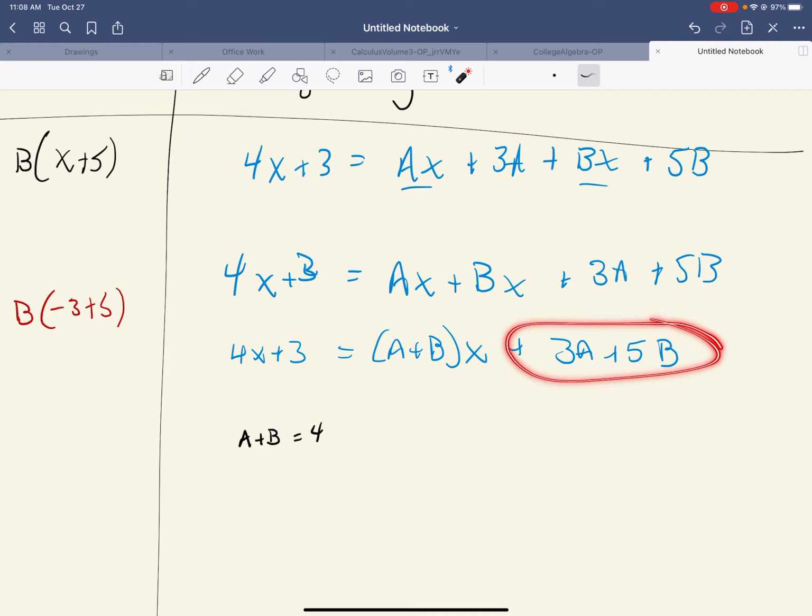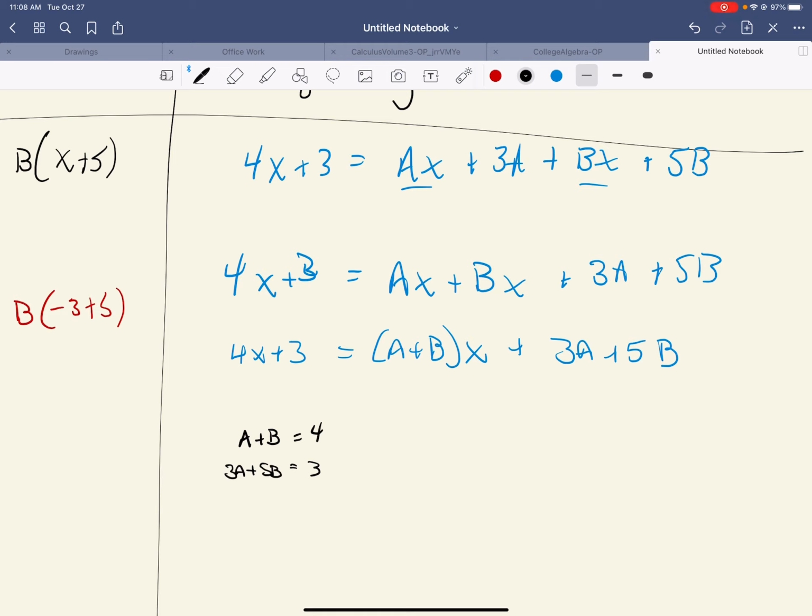I mean, a and b are going to be set numbers that are fixed, and so there is no variable. X is the variable. And so my constant term there is 3a plus 5b. My constant term here is 3. So then it must be true that 3a plus 5b has to be 3.